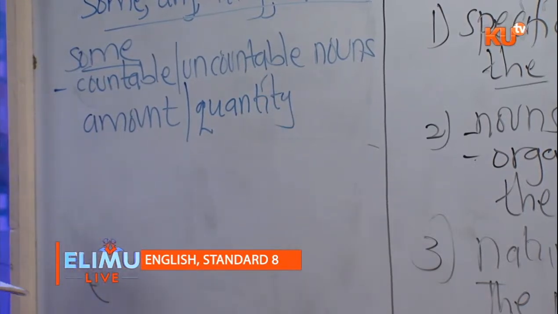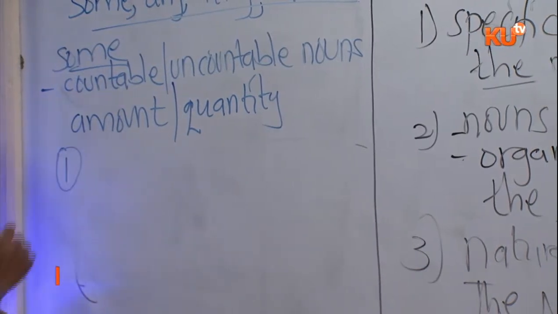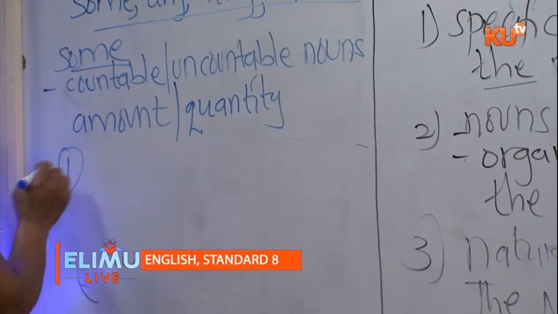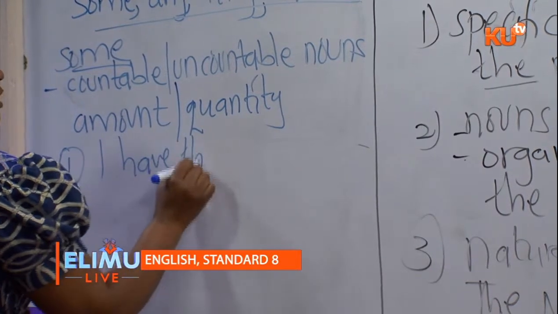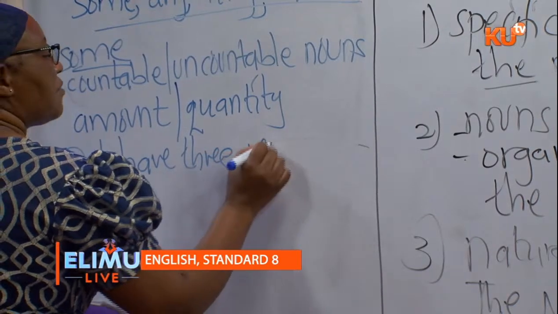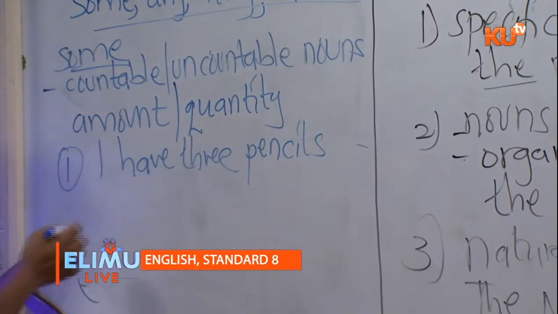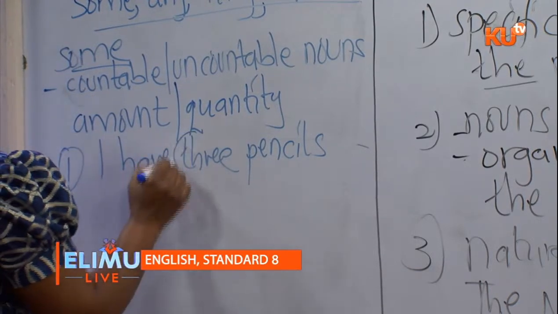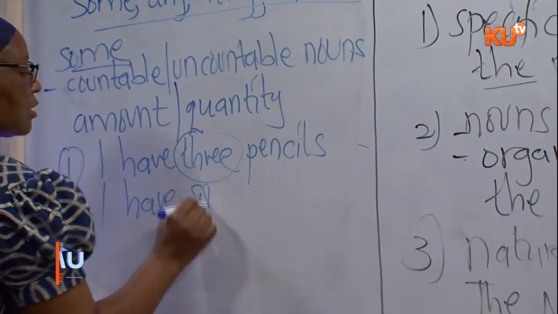Shows the amount or quantity of the noun. The first one is with countable nouns. I have 3 pencils. We can also replace some of the words here. Instead of saying 3, we say I have some pencils.